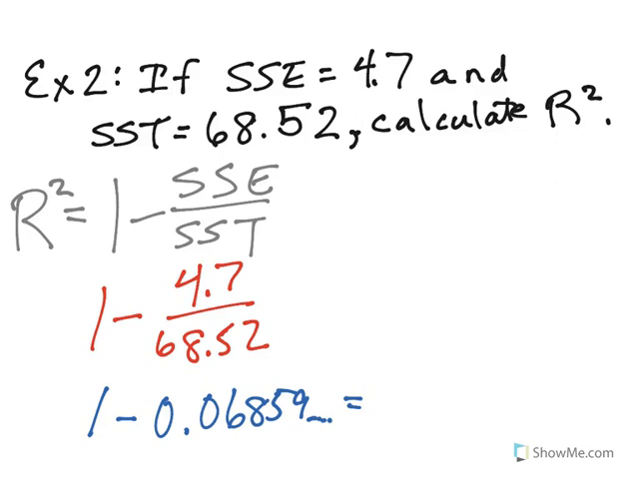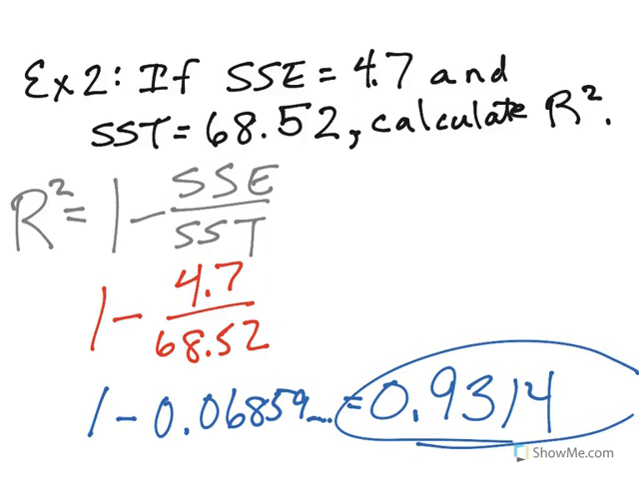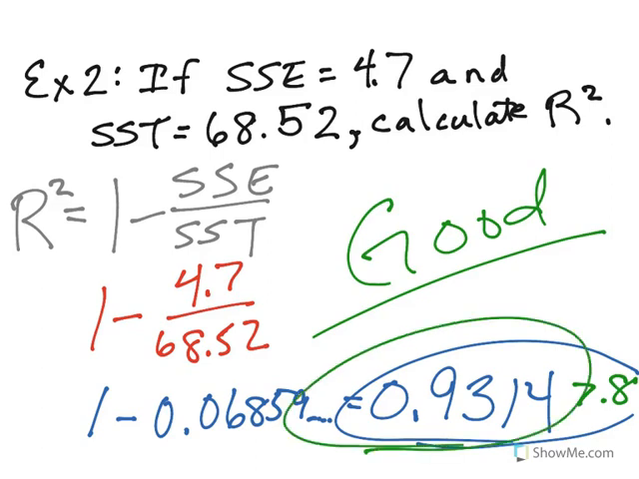So when I subtract those, I get 0.9314 and some change. Again, I rounded. But notice that is greater than 0.8. So this is a good predictor because 0.9314 is greater than 0.8. So that is kind of how we calculate r squared, what it means, and how to use it.